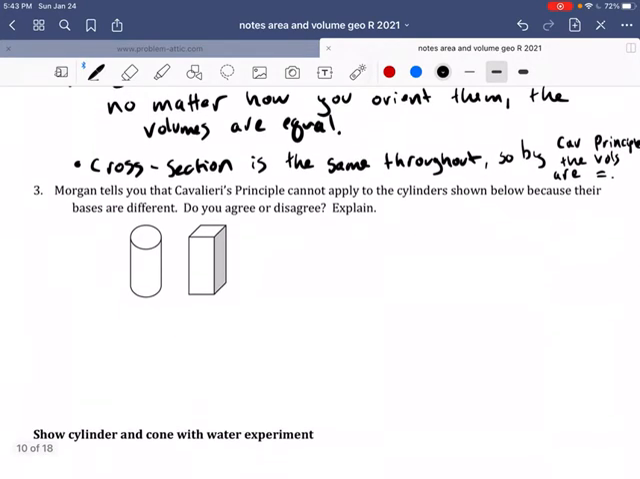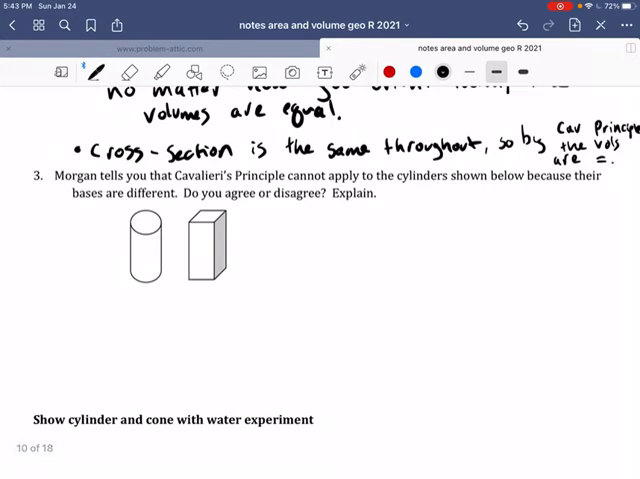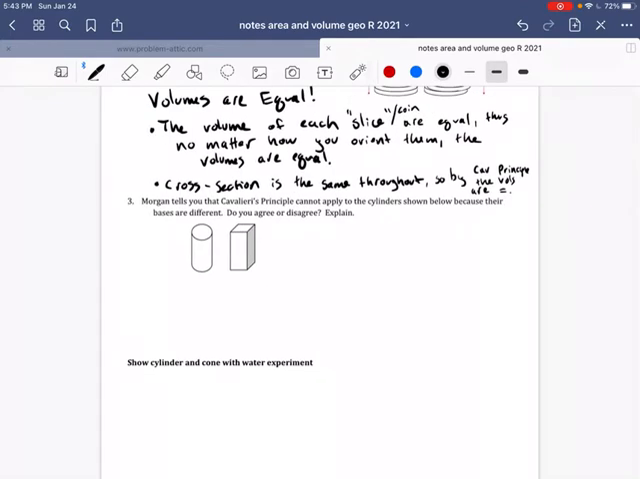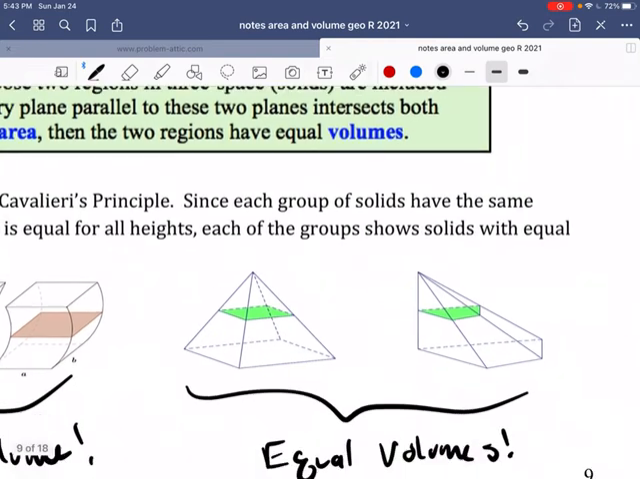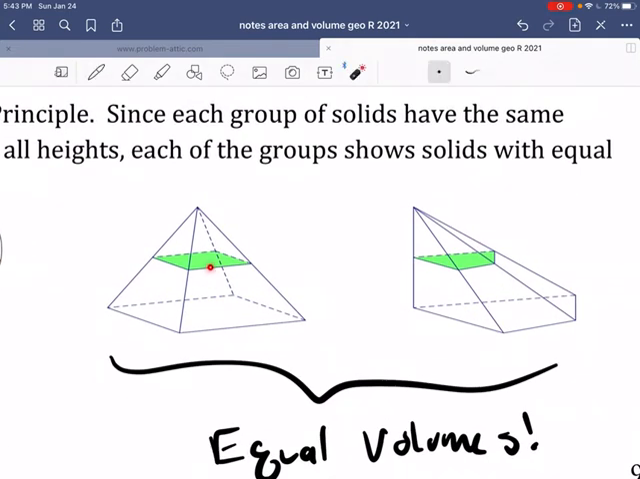So number 3 says, Morgan tells you that Cavalieri's principle cannot apply to the cylinders below because their bases are different. Do you agree or disagree? Explain, right? So Morgan's telling us that Cavalieri's principle cannot apply to the cylinders shown below because their bases are different. Well, hold on a moment. Let's go back to the other example down here, right? Let's look at those bases here. This base here is a square, and this one is a trapezoid. The bases weren't congruent to each other, right? In other words, they weren't the same shape, but we did find out that they have the same volumes.